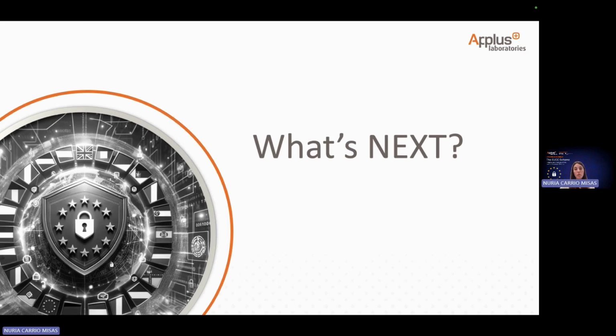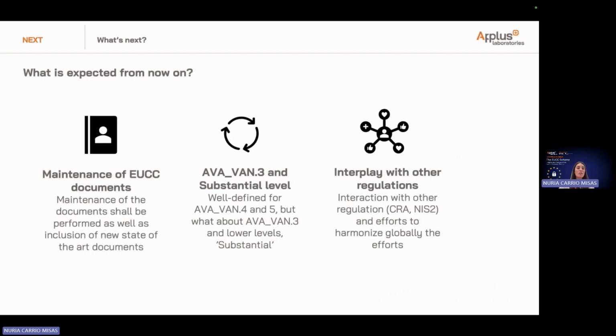And finally, we will go through what's next, checking all the things that are still ongoing or that we need to see evolve. And this can also be a prelude to Javier Tallón and Jose's final speech. So what is expected from now on? Well, we are expecting maintenance of EUCC documents. There's quite a lot of EUCC documents in the state of the art that need to be maintained. This is work that is already ongoing, but we will need some guidance.